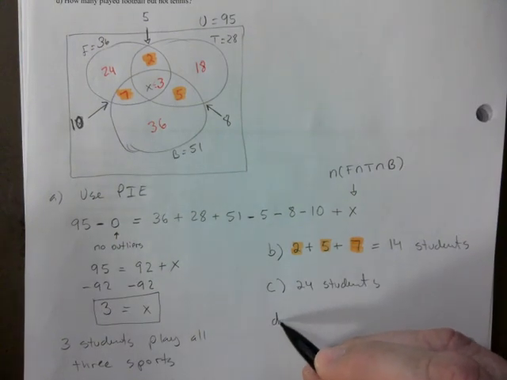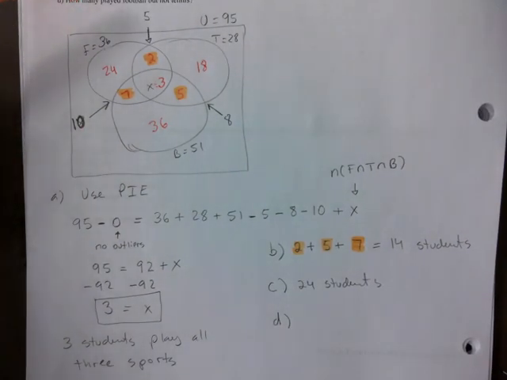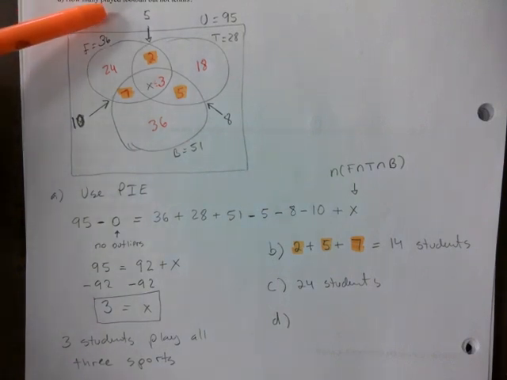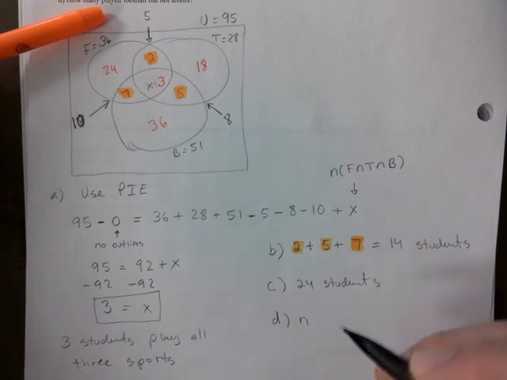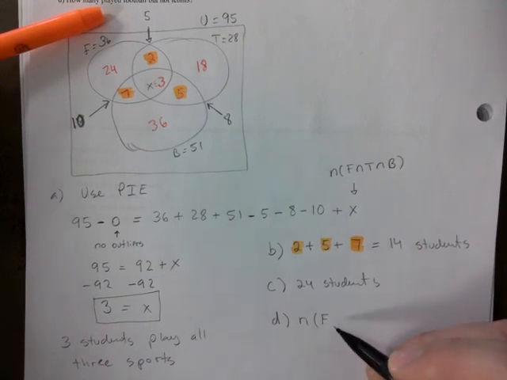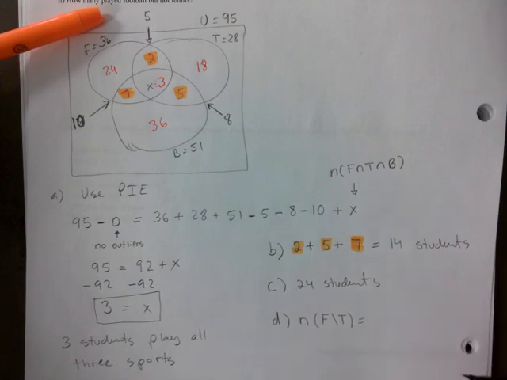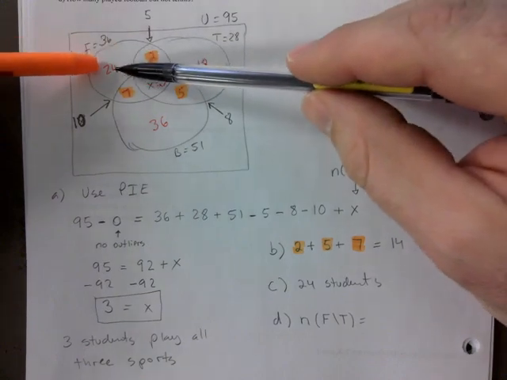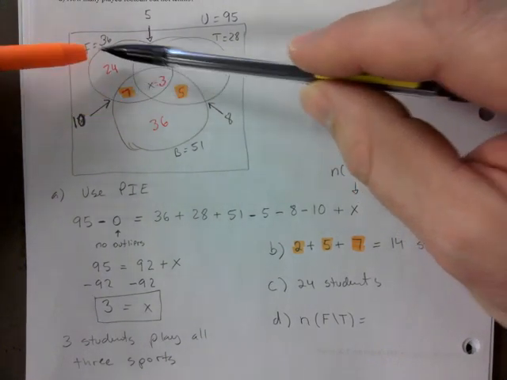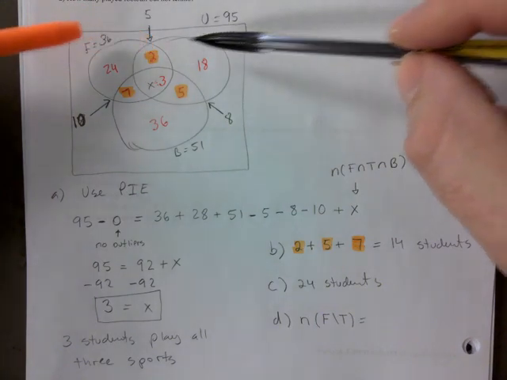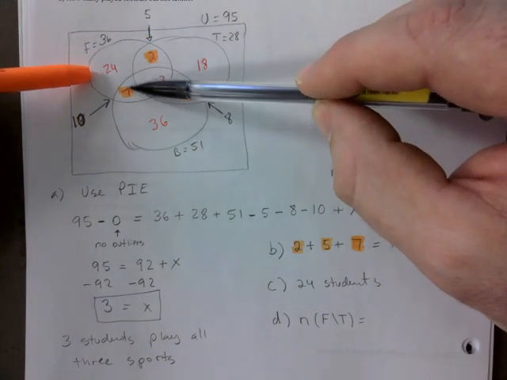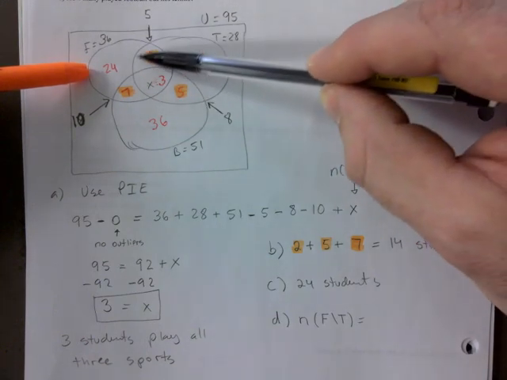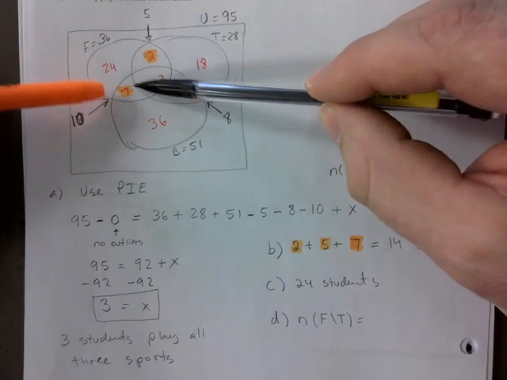And then D, how many played football but not tennis? Football but not tennis. So it's asking, let's use notation if we can. Football, not tennis. So basically, you just want the 24 and the 7. Like if you're just talking about these 2, we want 24 and 7. Because this would be not, these like tennis, you don't want those numbers. So it's just 24 and 7.